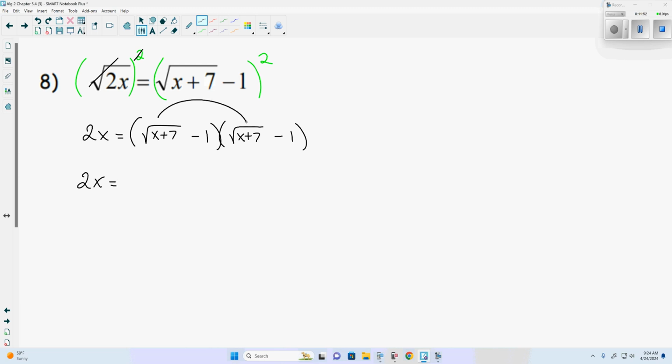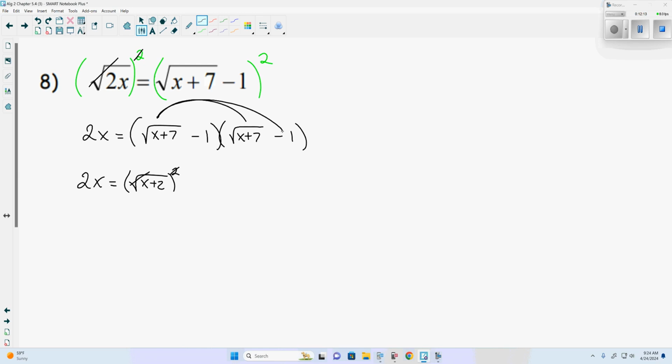Now, the first thing we're going to multiply is the square root of x plus 7 times, well, the square root of x plus 7, which is technically the square root of x plus 7 squared, yes? Multiply by itself. So what can we say about the radical and the square? They're going to end up canceling out.